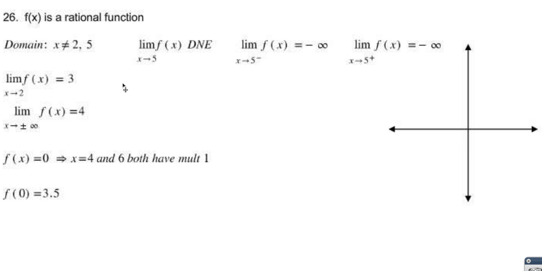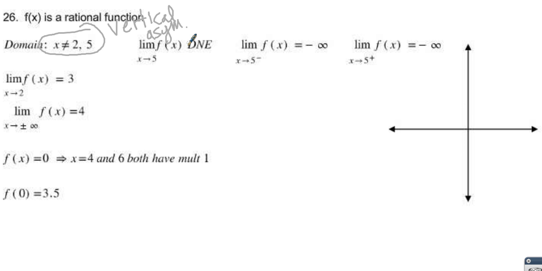In this problem, we're asked to do a sketch of this rational function with these given characteristics. So let's first just talk about what each of these characteristics mean. Because we have a domain restriction, the domain cannot be 2 or 5. These are normally where we're going to have vertical asymptotes. They are values that we cannot plug into your original function because it will give you a 0 in the denominator.